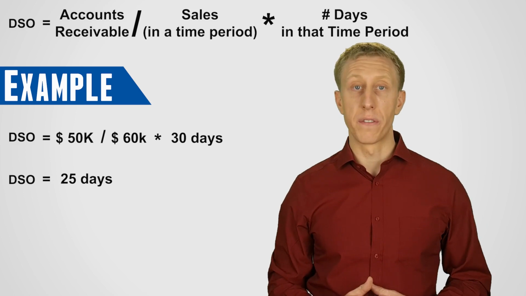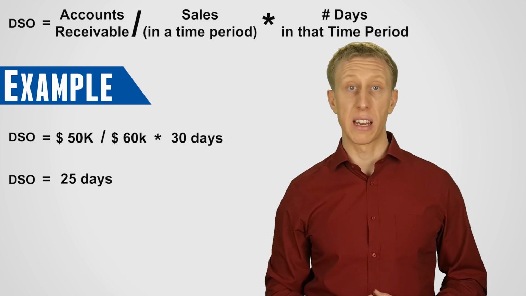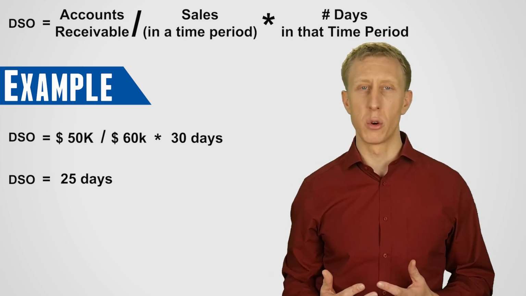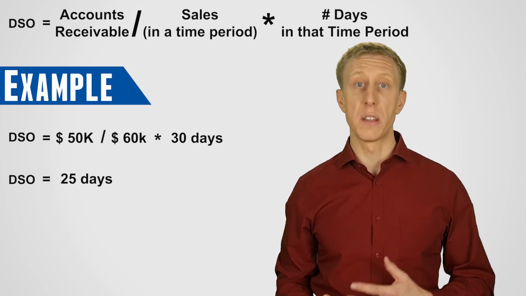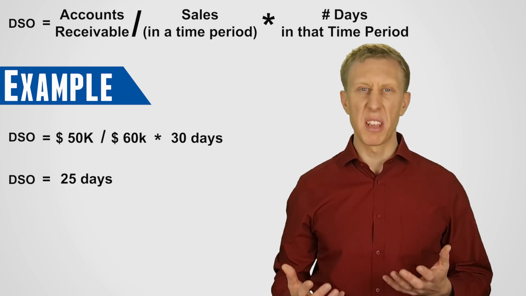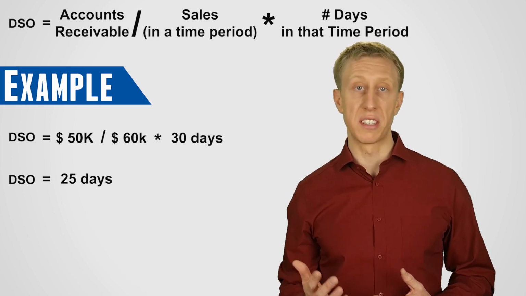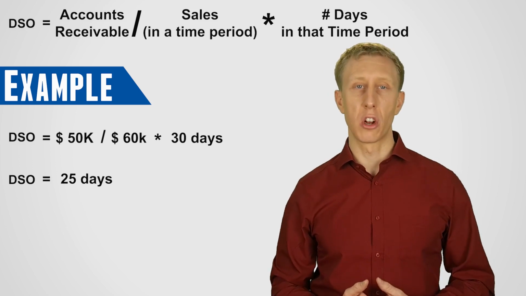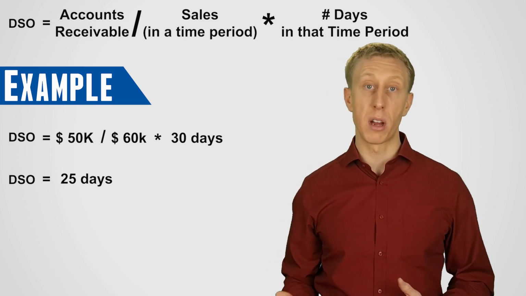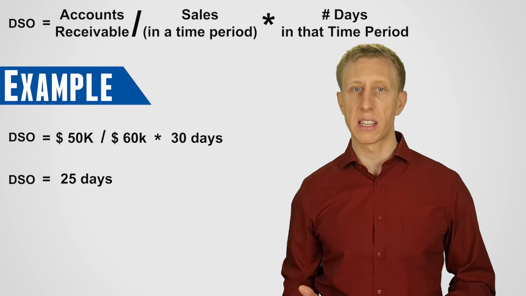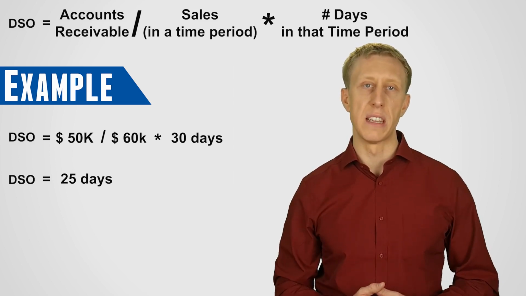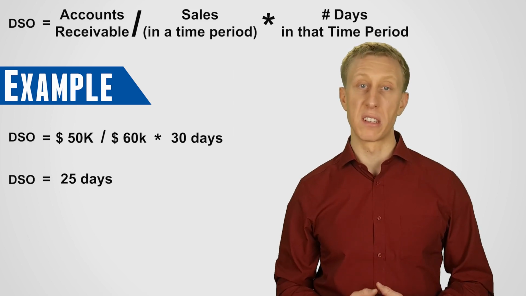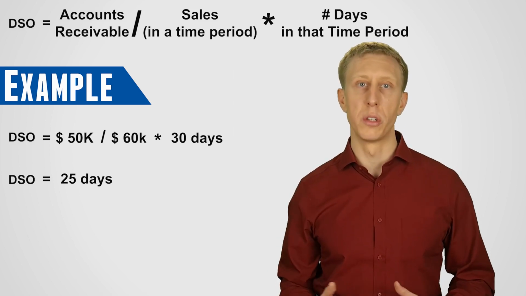A different way of thinking about that formula is to calculate the average daily sales revenue over the past month. So $60,000 divided by 30 days gives a typical $2,000 a day of sales. And then we could take our $50,000 of accounts receivable and divide it by our $2,000 a day of sales to give us the same 25 days. Same maths really, but just phrased differently to possibly be a bit more intuitive.